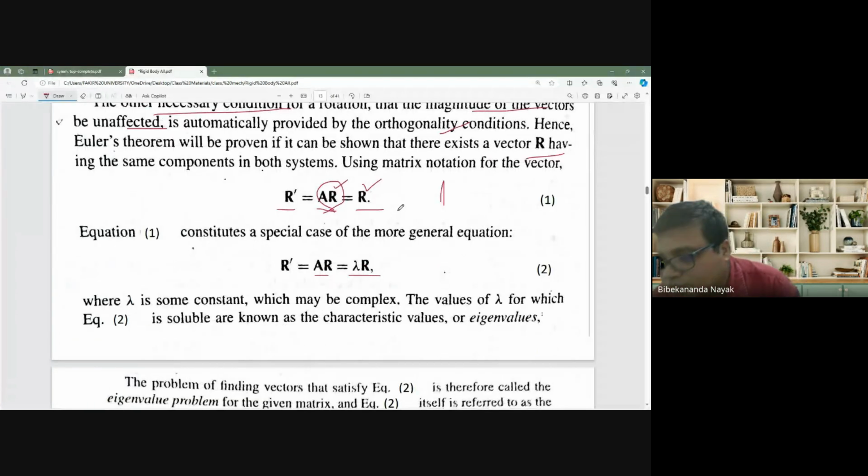The starting point is that since it is a rotation, one vector may remain constant. Let that vector be R.